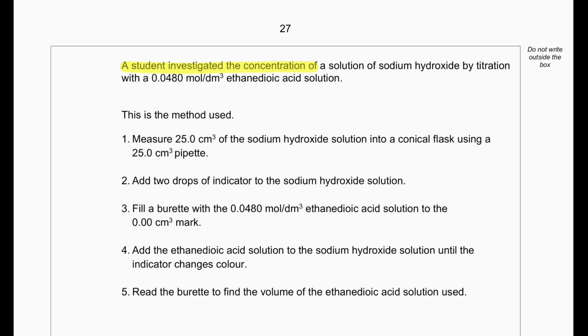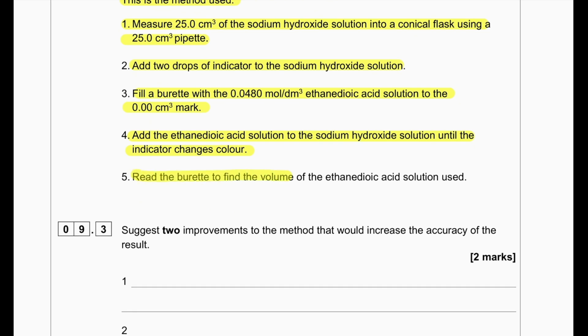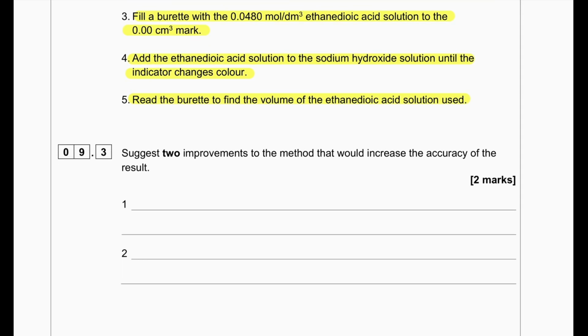A student investigated the concentration of a solution of sodium hydroxide by titration with a 0.0480 mole per dm cube ethane dioic acid solution. This is the method used. Measure 25 cm cube sodium hydroxide solution into a conical flask using a 25 cm cube pipette. Add 2 drops of indicator to the sodium hydroxide solution. Fill a burette with 0.048 mole per dm cube ethane dioic acid solution to the 0.00 cm cube mark. Add the ethane dioic acid solution to the sodium hydroxide solution until the indicator changes color. Read the burette to find the volume of ethane dioic acid solution used.